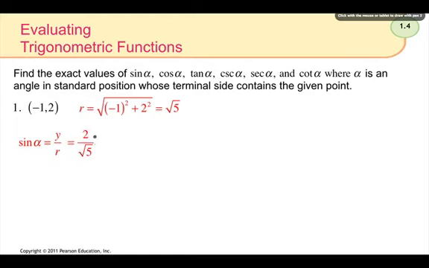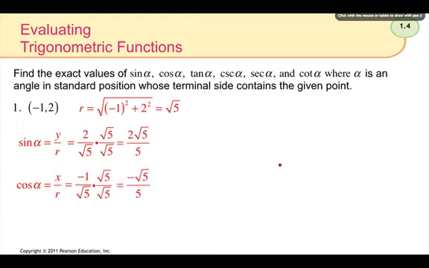And then at this point we're going to have to rationalize the denominator. This is something that you saw in the earlier course, mainly algebra. So this is how you rationalize. You multiply top and bottom by radical 5, and you end up with this, which is 2 radical 5 over 5. Now let's go ahead and find cosine of alpha, which is just the x value over the r, the radius. So I have x value, radius. This is what I get. You rationalize just like sine of alpha, and you end up with the following.